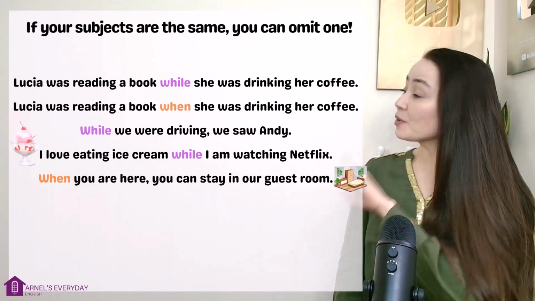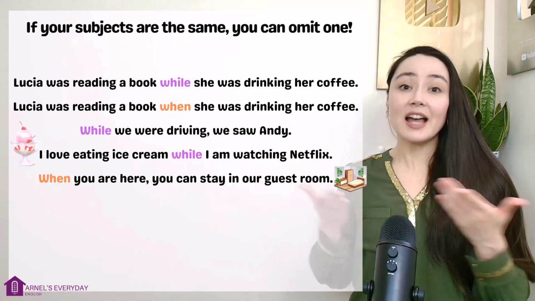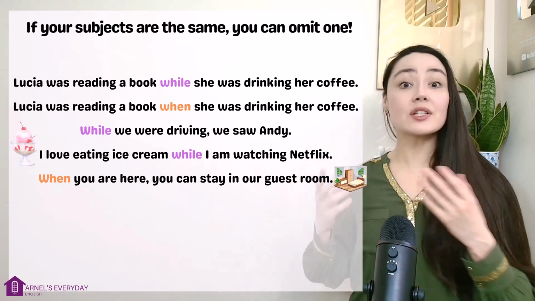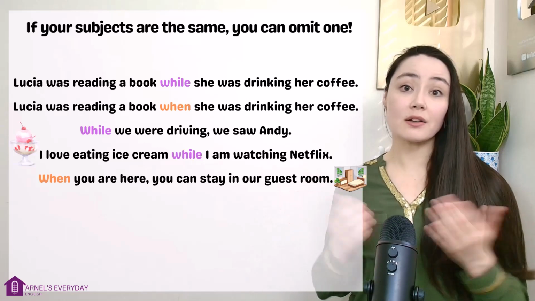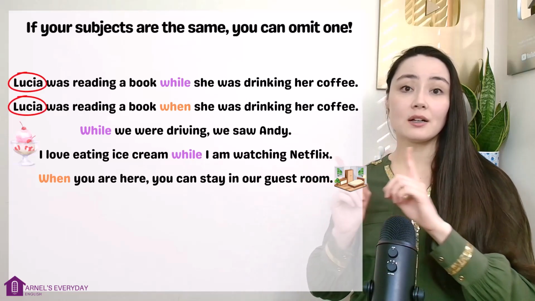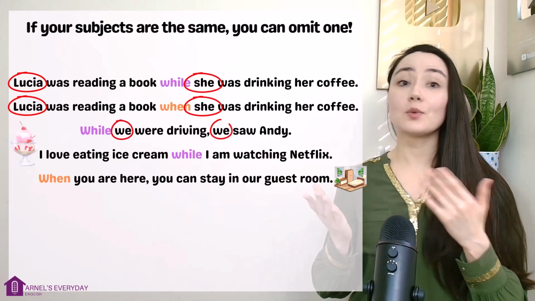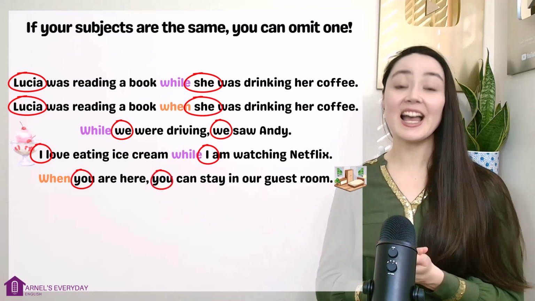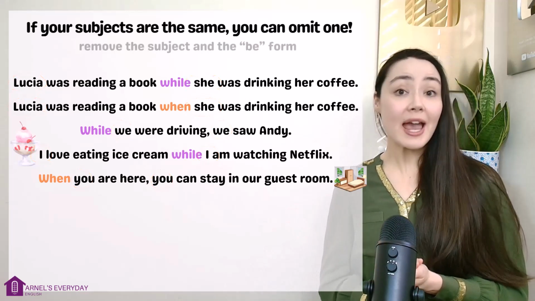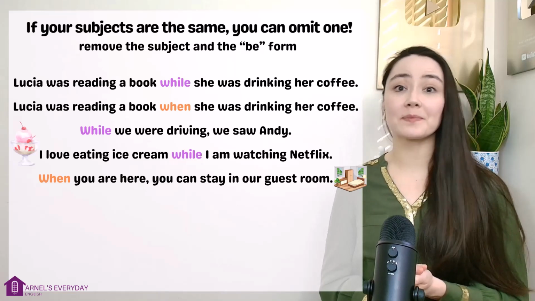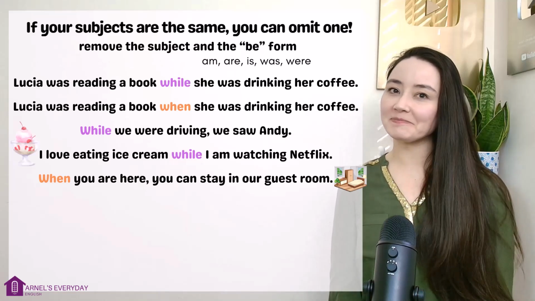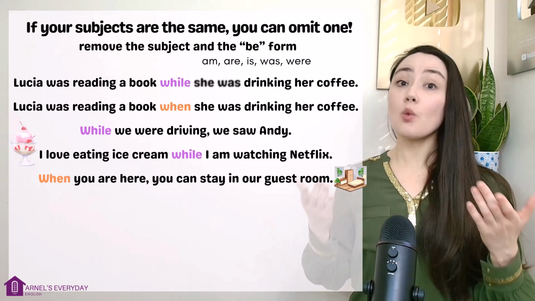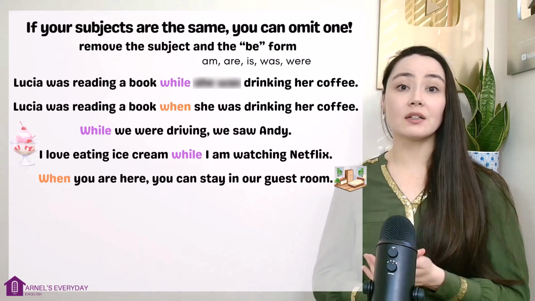Okay, I have a few sentences from earlier and an extra one. Look, in each sentence, the subject is the same for each clause. Lucia, she. We, we. I. You. After while and when, you can remove the subject and the be form. Remember the be forms? Lucia was reading a book while drinking her coffee.